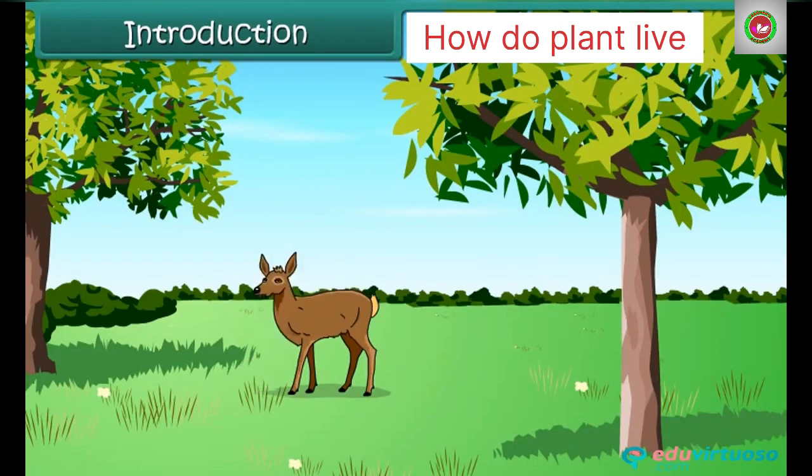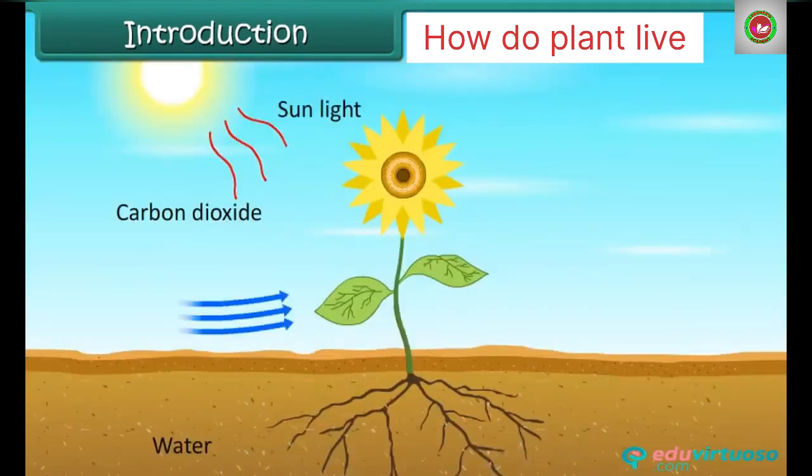Both animals and plants are living organisms. Like animals, plants also require energy for their life activity. Thus, nutrition is an important life process of all living organisms.